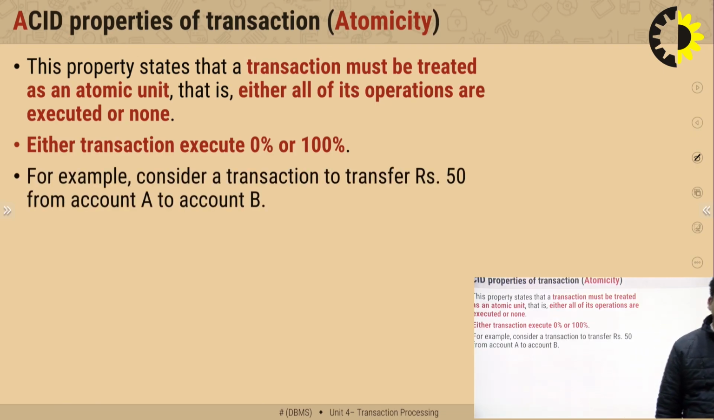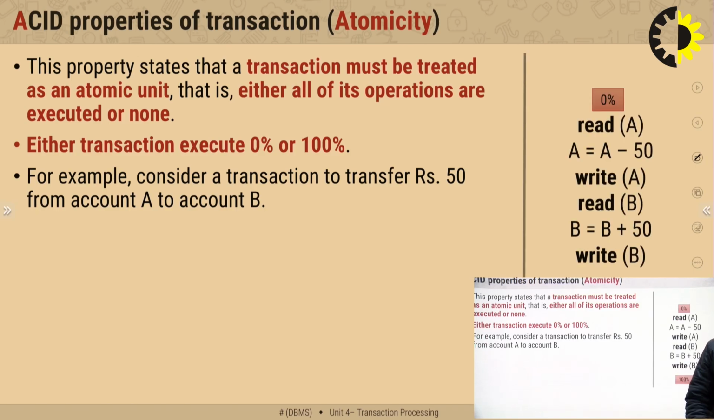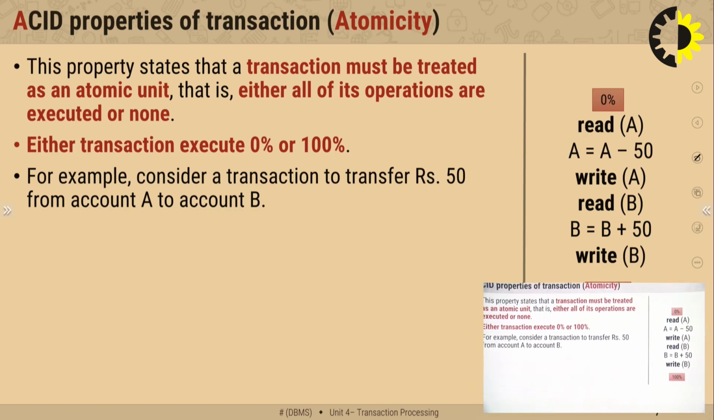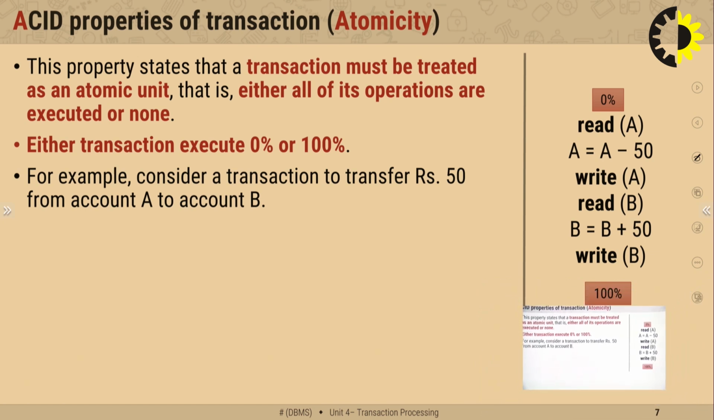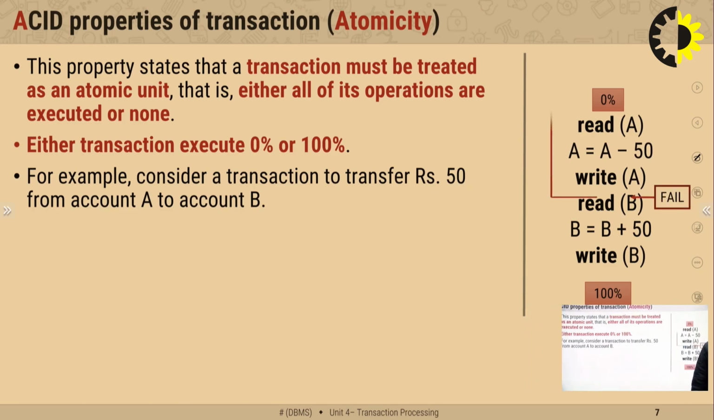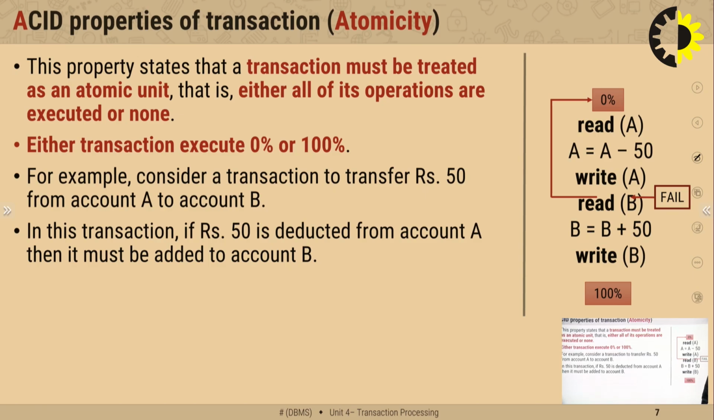For example, consider a transaction to transfer rupees 50 from account A to account B. Then we will be writing the transaction in this way: read A, A equal to A minus 50, write A, read B, B equal to B plus 50, write B. Now after the last line is executed, we say the transaction has partially committed, that is, it is over. Now if 50 rupees is deducted from A, then it must be added to B.